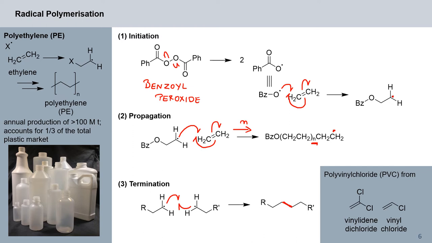Now, ethylene is of course not unique when it comes to its ability to form polymers. So here on the bottom right-hand side, you see a couple of other commercially used monomers, like vinylidene dichloride or vinyl chloride. And these two are used to produce polyvinyl chloride, or as you might know it from plates of insulating plastics, PVC.